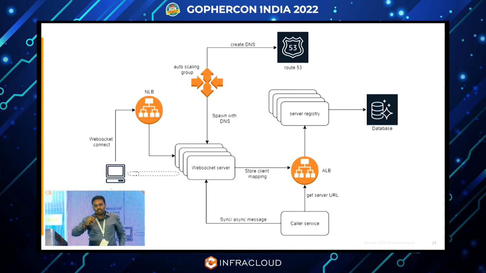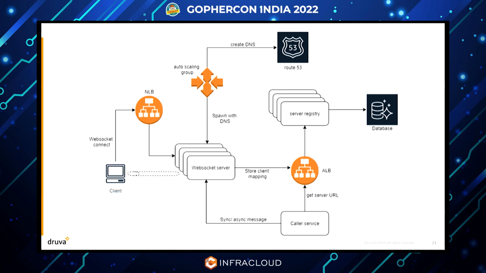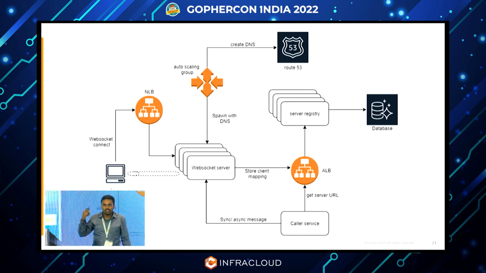Now, we just used the lifecycle hooks of the Amazon auto scaling to say that whenever you scale up an instance, you first create a DNS in the Amazon Route 53 and assign that private DNS to the newly spawned instance. And then the newly spawned instance will register itself to a registry service saying that I am a new instance which will serve WebSockets communication from the clients, and this is my IP and this is my instance ID. Our server registry has this information now.